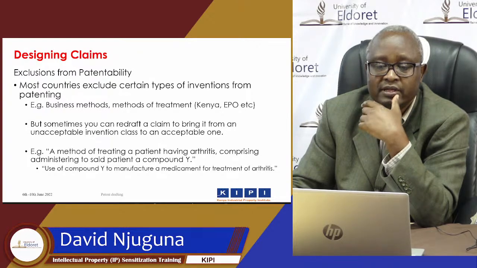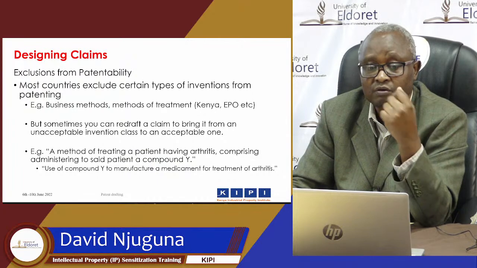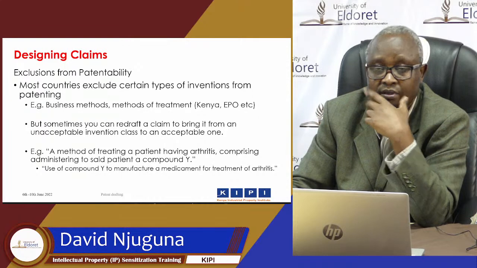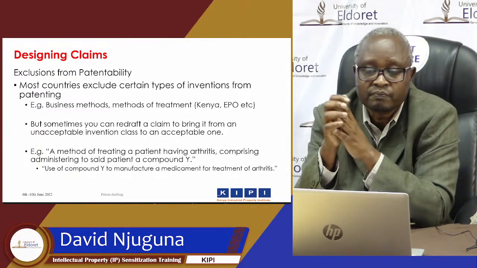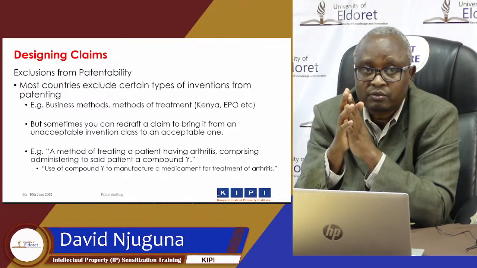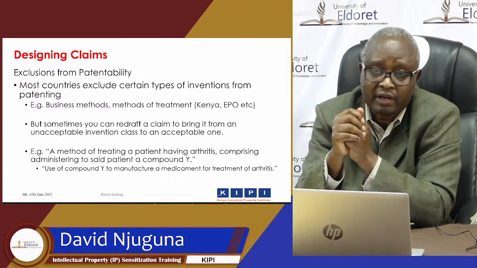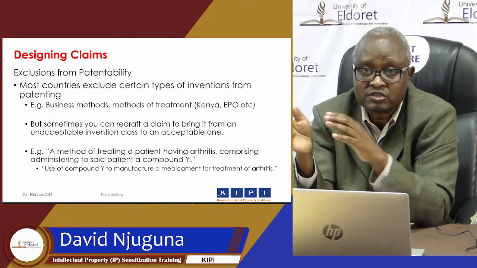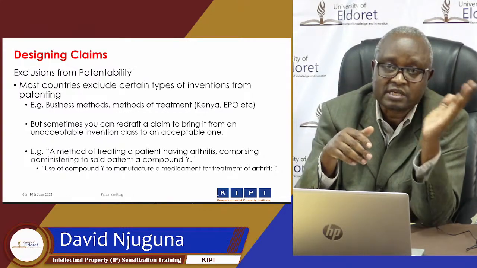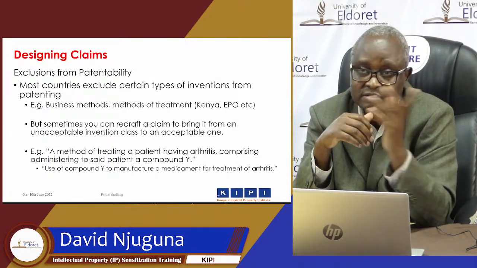You also need to be aware that there are exclusions, things that you cannot patent, depending on the law of each country. For example, we talked about the business method of doing business. In Kenya it is not patentable. Method of treatment, Kenya again does not allow, but some countries do allow. Sometimes you can change the situation. If it's a method of treatment, instead of claiming the method of treatment, you claim the substance for treatment of disease X. As you have seen, you can change it to a use claim.